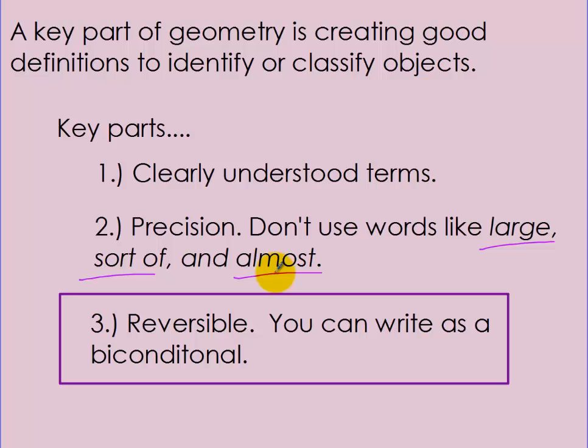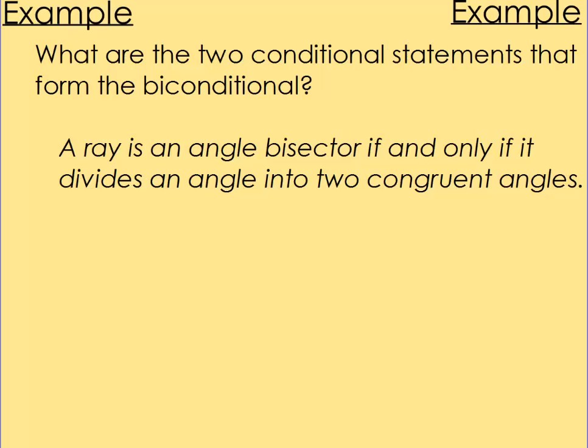When we write an angle, we need to make sure that we put the points in the right order and label it precisely so there's no ambiguity in what we're actually talking about. Another key part of definitions is they are reversible, and this is what we're talking about today. You can write them as a biconditional. So let's do an example. Pause the video.